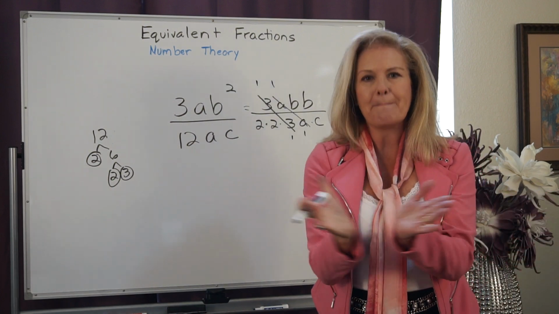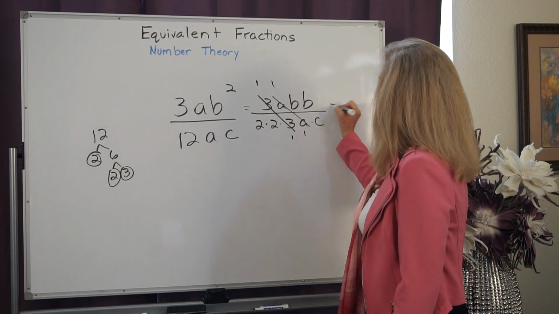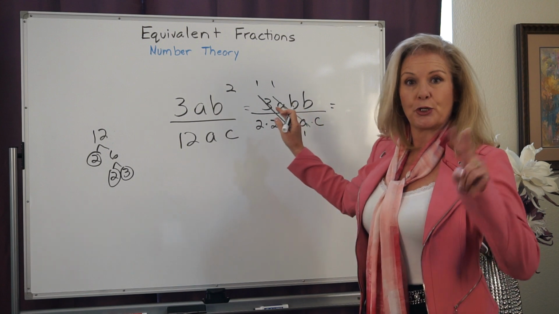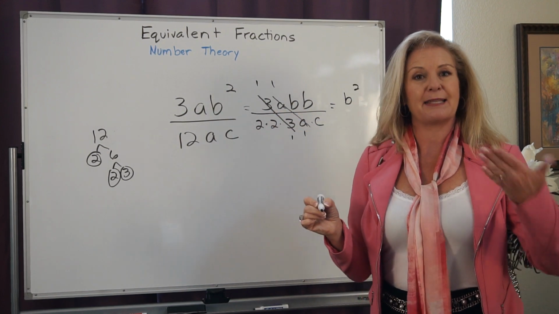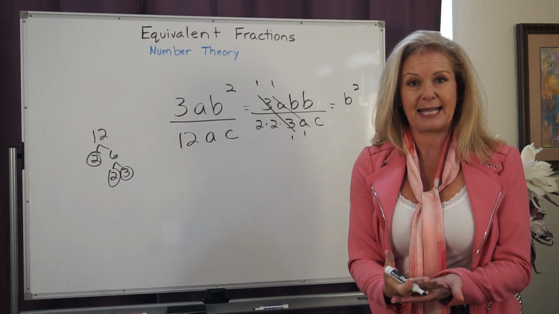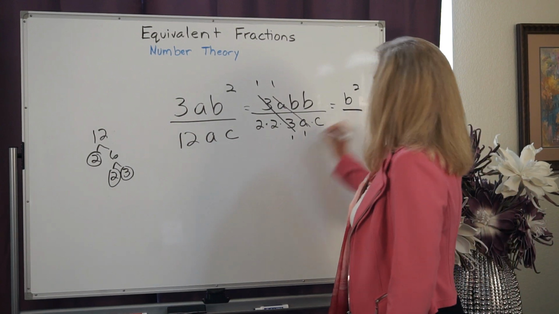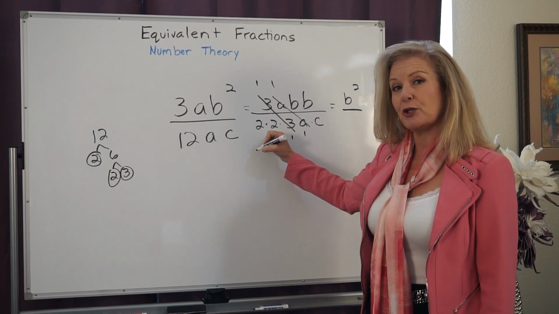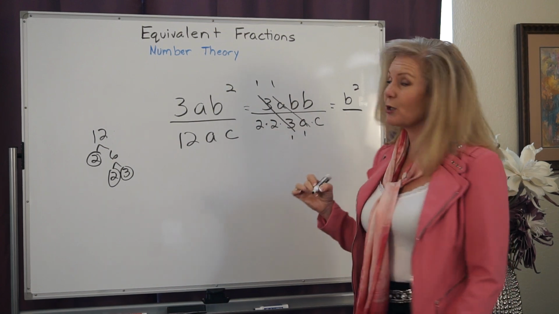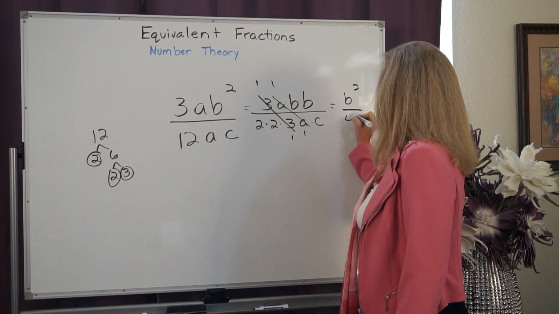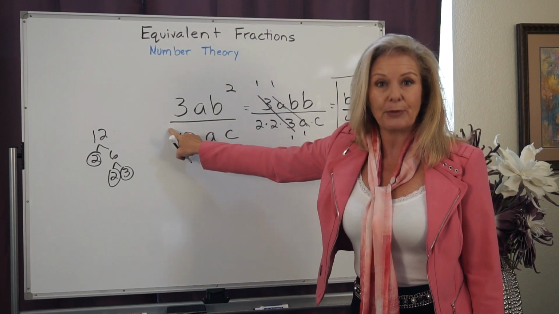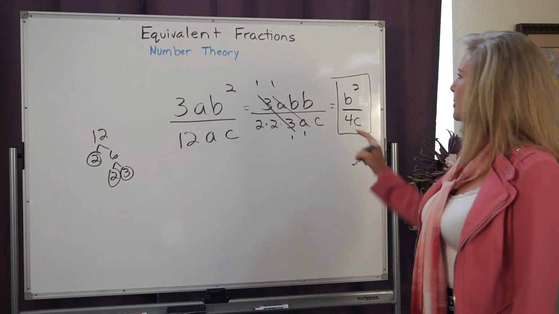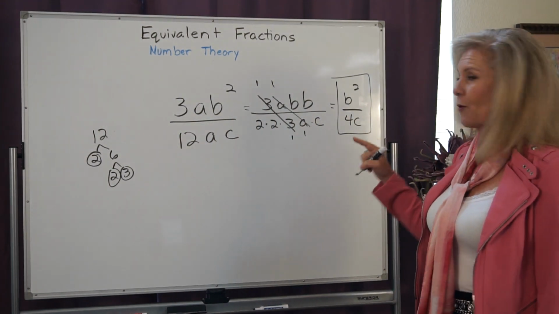So now I put it back together. Well, on top, all I have are 2 b's. Therefore, I would write that as b squared because the base times the base is the same, and there's 2 of them. On the bottom, I have 2 times 2, which is 4, and I'm going to multiply it by whatever c is. So in lowest terms, this complicated fraction can be reduced to b squared over 4c.